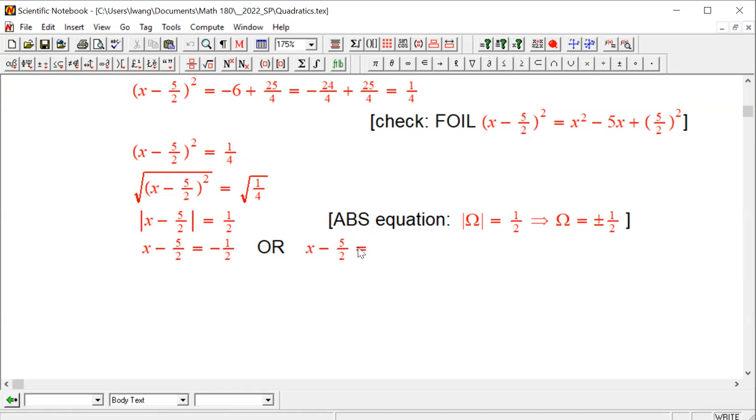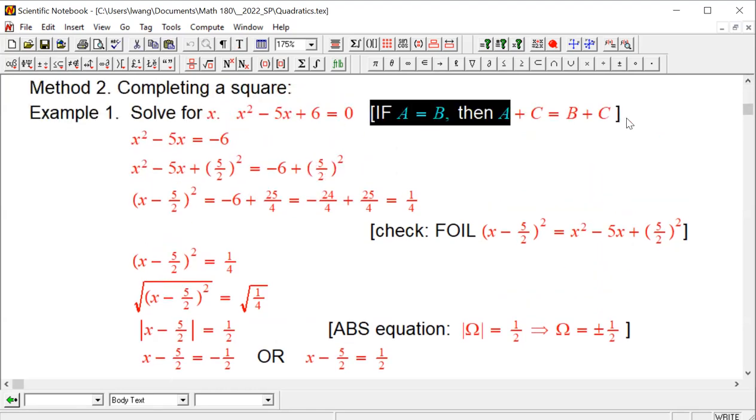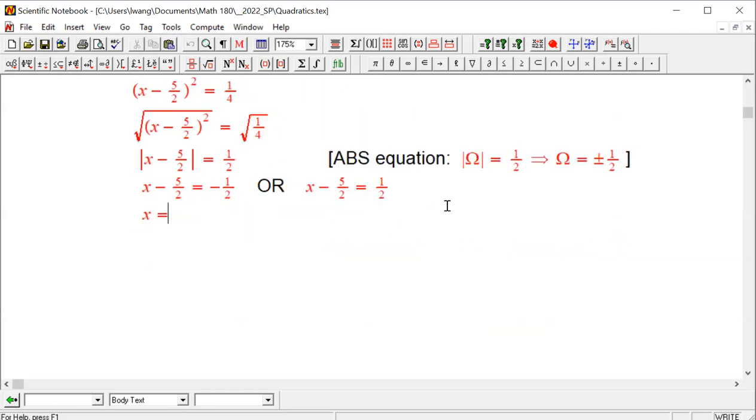Or positive half. Okay, and then you solve these two equations respectively. And the first one, you add 2/5 on both sides. So we're using principle number 3 one more time. You see that? We're really using principle number 3 here, right?